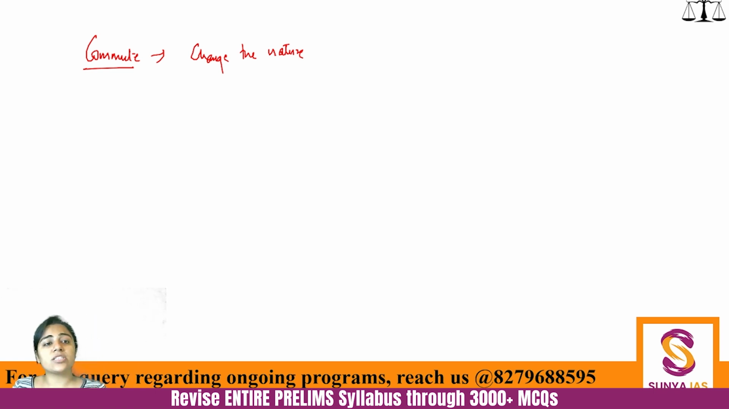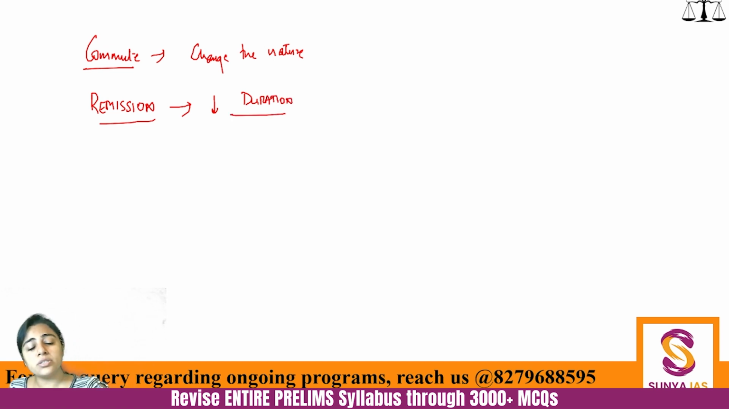Then you come to the confusing part. For example, the next one is remission. Remission is when you remit. Remit means you reduce the duration. You reduce the duration without any specific reason, right? You reduce the duration of the sentence. There's no specific reason like pregnancy or marriage or death. No, you just reduce, you remit. So you let go of the period of sentence, of this particular period of sentence. That is remission.